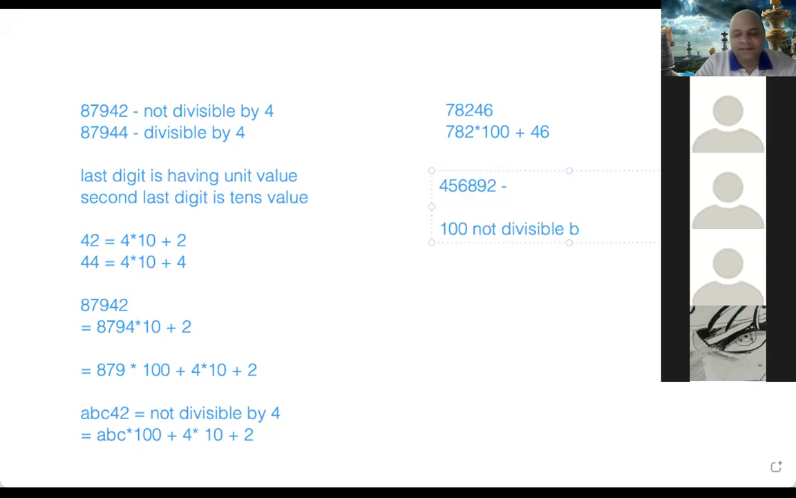Divisible by 8. But 200 is divisible by 8. Okay, so just knowing the centuries is not enough. But every 1000 is always divisible by 8. 1000, 2000, 3000, 4000, any 1000 number, it is always divisible by 8. You can just check it. And that is the reason.